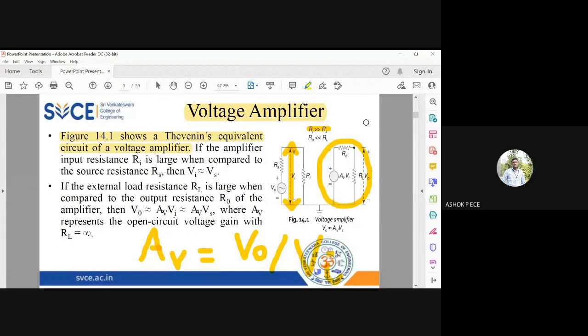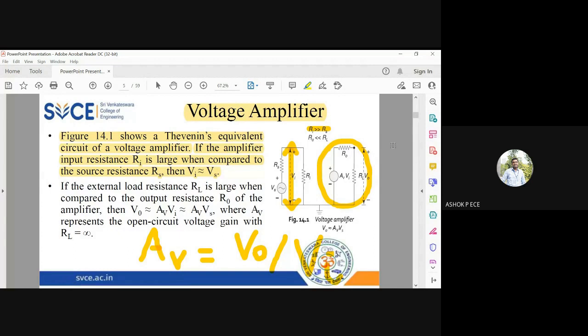Why should the input resistance be very, very large compared to your source resistance? What is the reason for having this condition, Ri very much larger than Rs? I have told this reason many times. What is the reason? Very little load is applied on it.